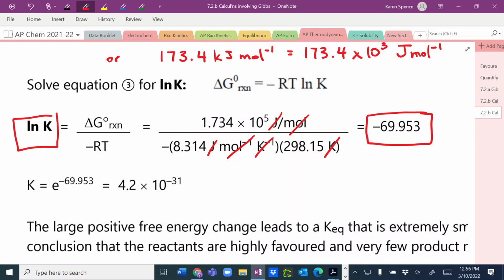Yeah, that's fine. You want to show them canceling. All right. And now we have K is equal to, undo a ln, you take e and raise it to the power of whatever the thing is. Yes? So K is equal to e to the power of blah, blah, blah, blah, blah.